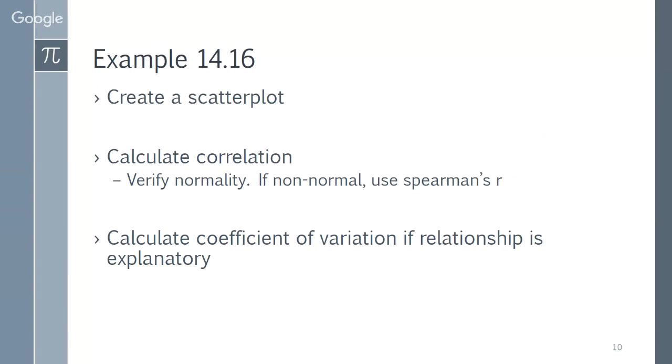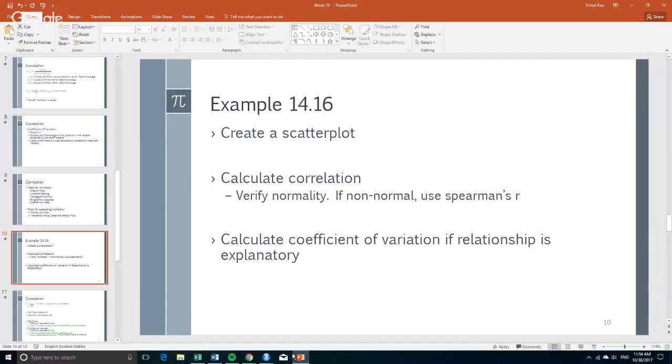So we're going to create a scatter plot. We're going to calculate our correlation. But remember, in order to calculate Pearson's correlation, we have to verify normality. So we'll be doing that. And then we'll also calculate the coefficient of determination. So I'm going to do this live. Let's dive over to Google Sheets.